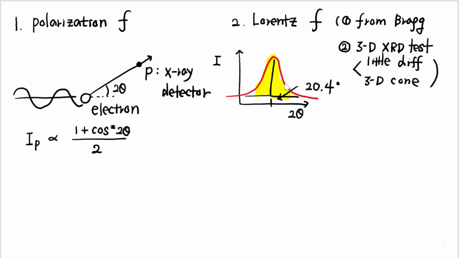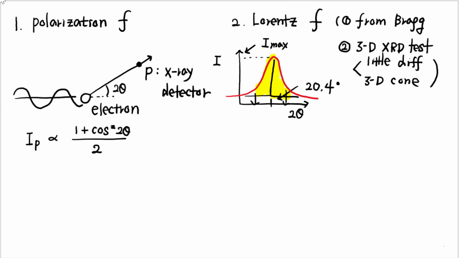Why? This angle, lower than 20.4, and also some angles higher than 20.4, also contribute to the specific intensity of this peak, right? So how can we calculate, let's say, this maximum value? This value will be I max.